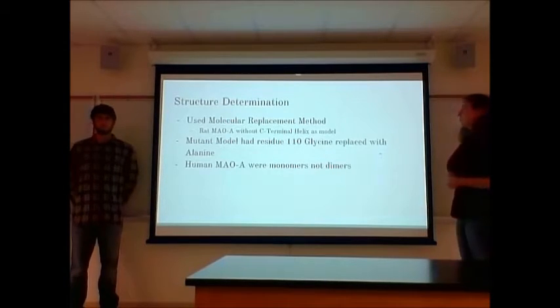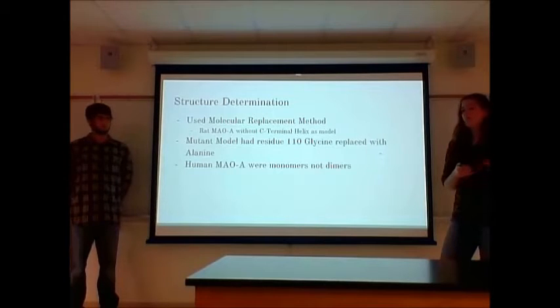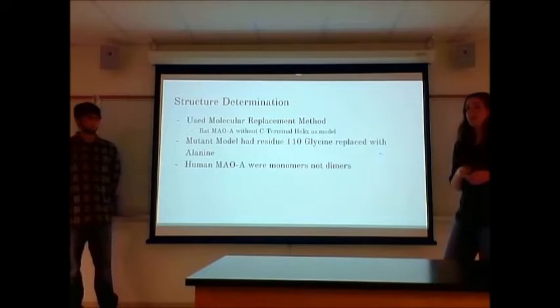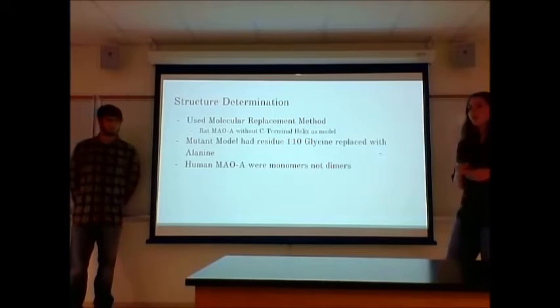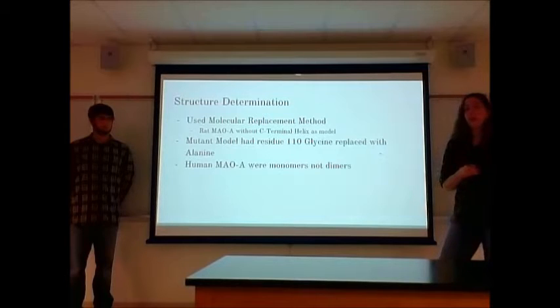They then determined the structure by using the molecular replacement method. This essentially means that they compared the wild type and mutated strands using the model of rat MAOA, given that the rat MAOA didn't contain the C terminals.